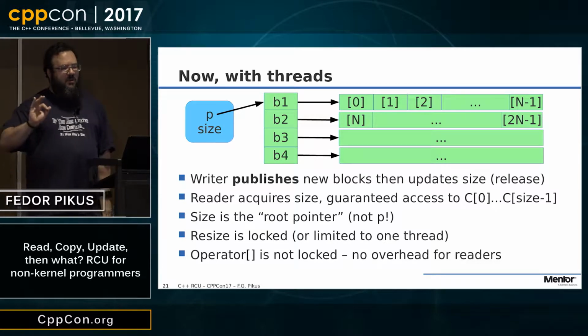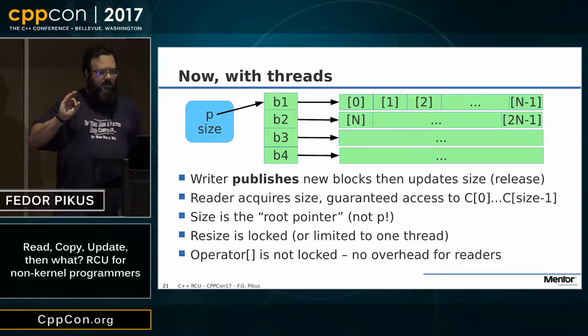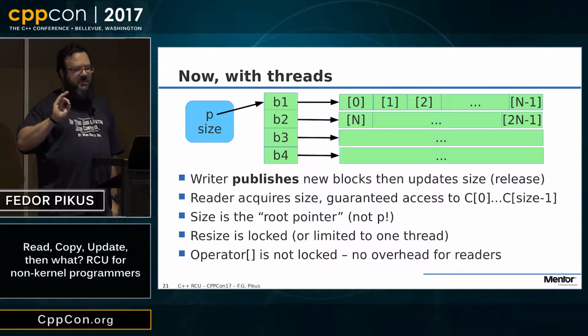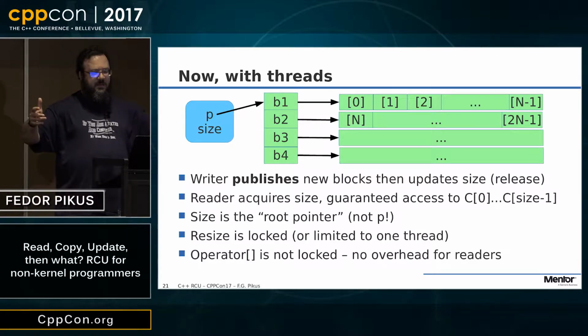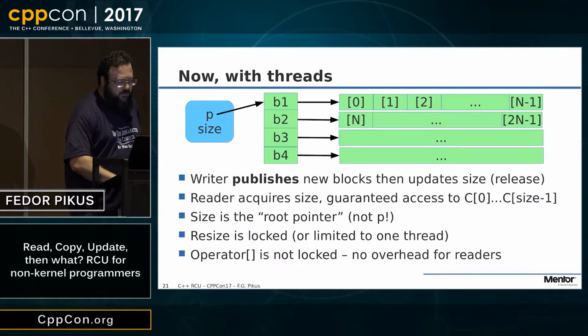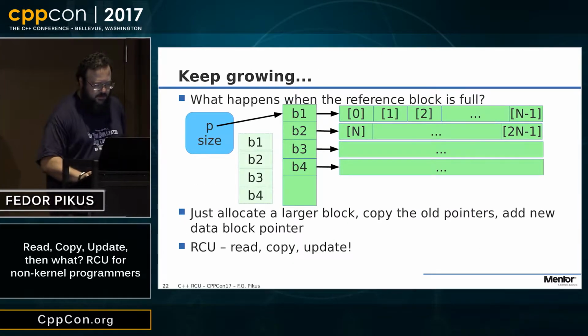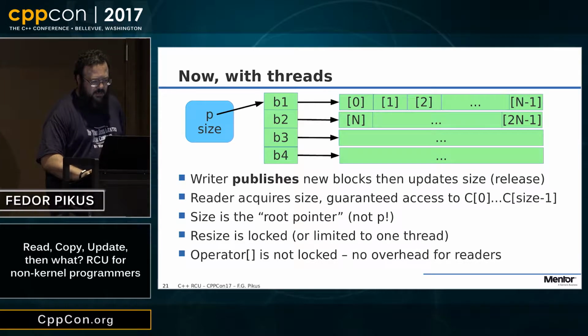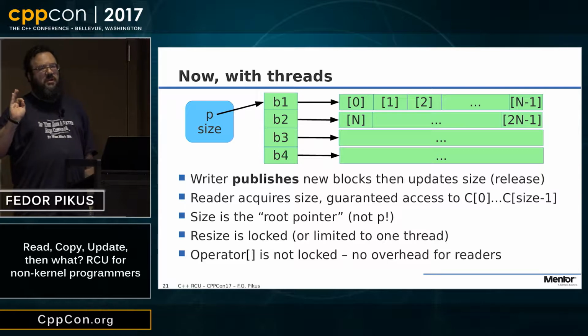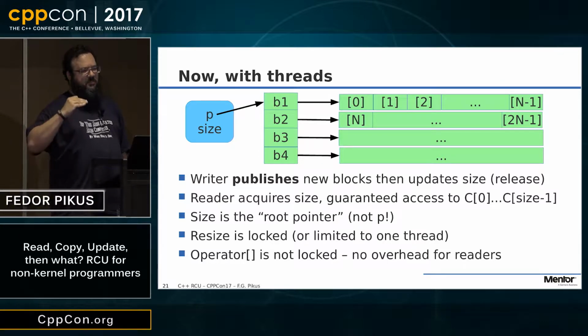Okay, the same thing now, but with threads. Again, the writer is not multi-threaded. One writer publishes the new block. It's the same thing as the publishing protocol. I prepared the new block, I put some data into it, and then I published it by storing the pointer in the reference block, except that hasn't actually revealed it to anybody yet. It's just a preparation step.